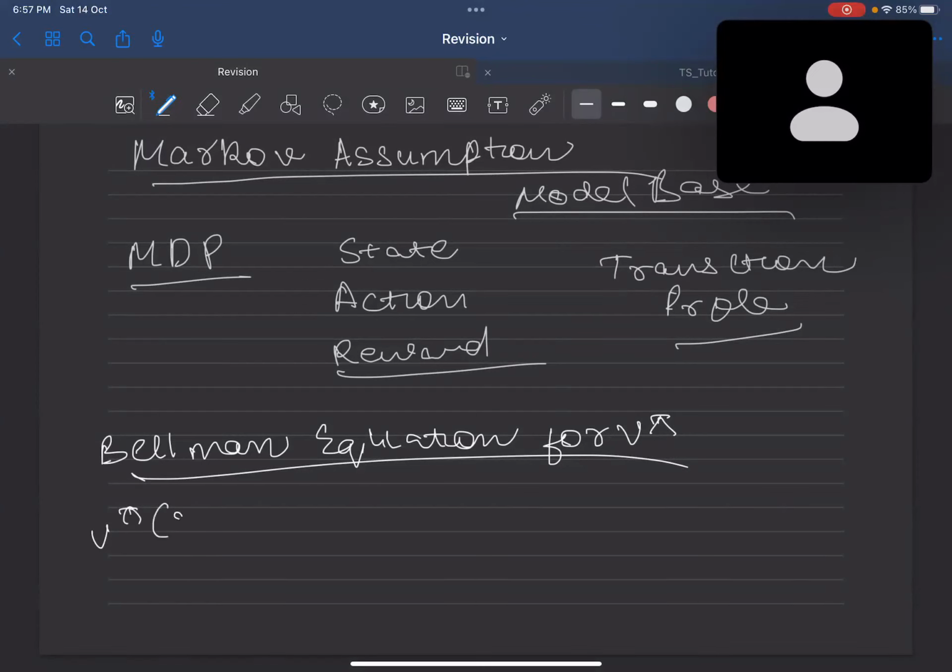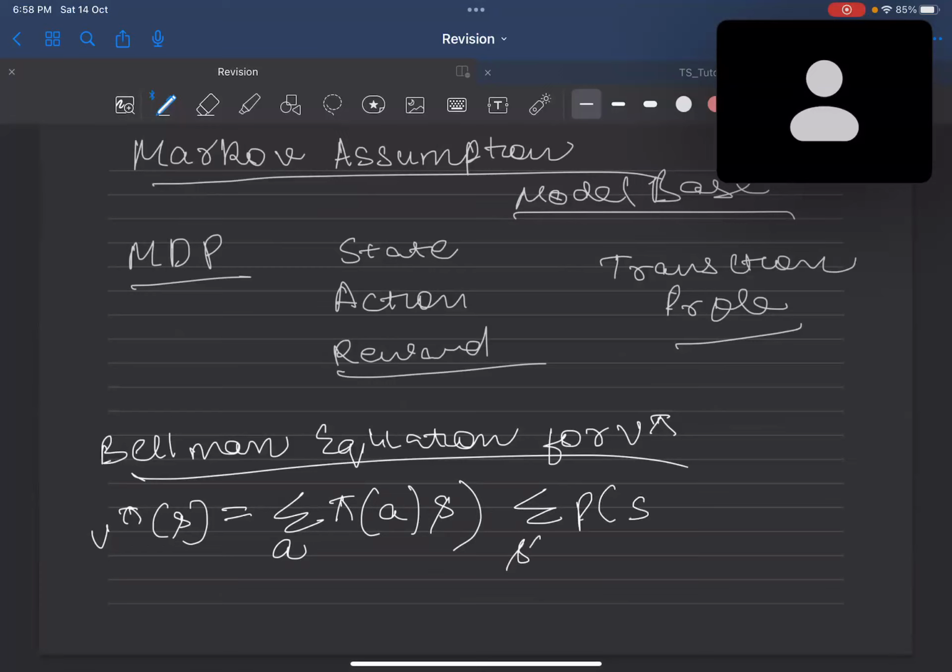Now coming to this Bellman equation. Last time you were only saying that this is the main thing in the course. We have reached there.